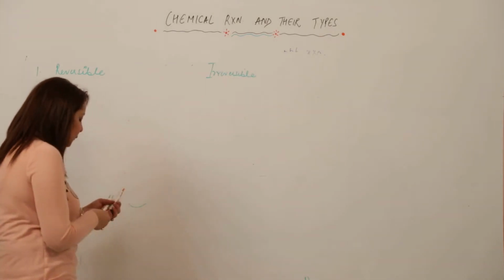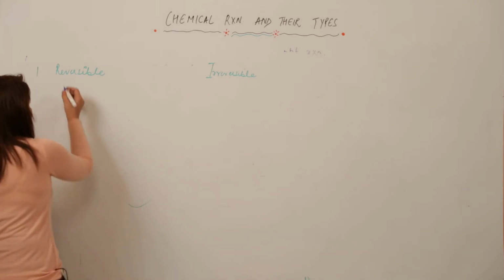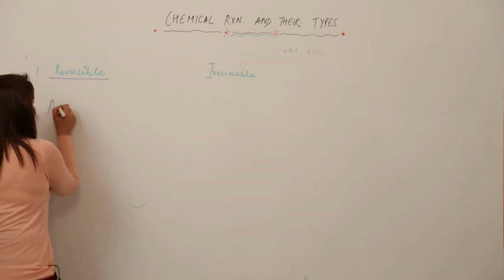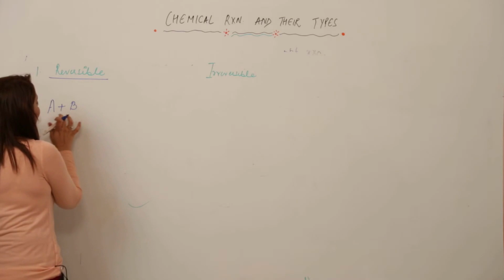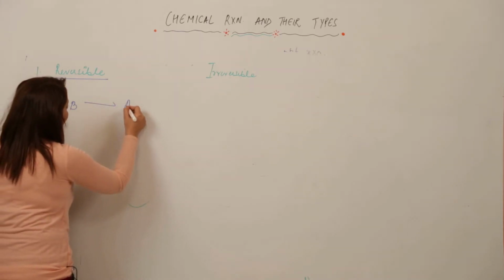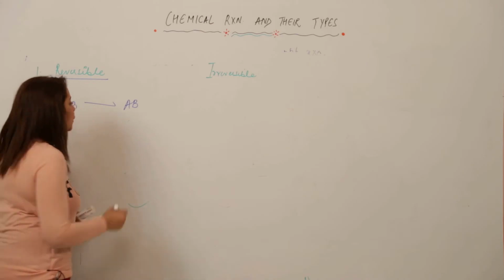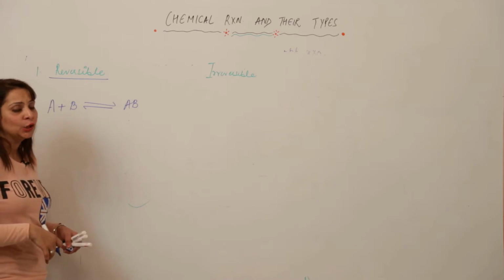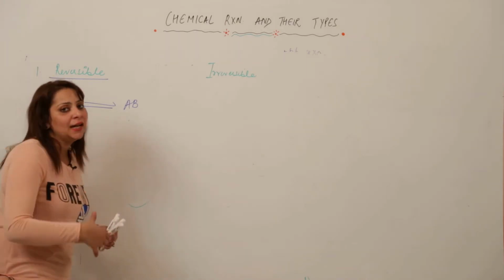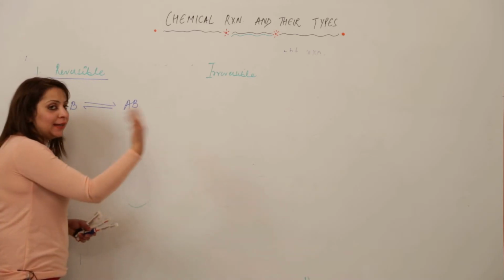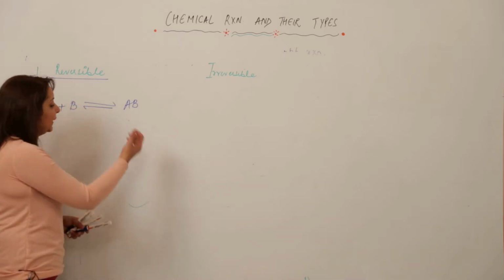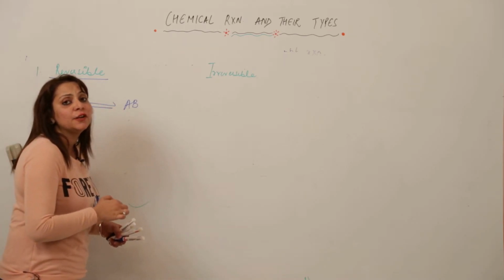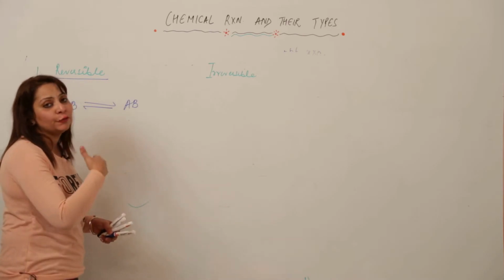Now what is the difference between the two? As the name suggests, reversible means that the reaction can be reversed. I am writing the general equation. A and B react and form the product AB. Under the same conditions, AB can also decompose back into A and B. So the reaction can be achieved from either side. For example, if I start with A and B, I can get AB, and if I start with AB, I can easily get A and B. These two half arrows which I have put indicate the reversible reaction. That means the reaction can be achieved from either side.